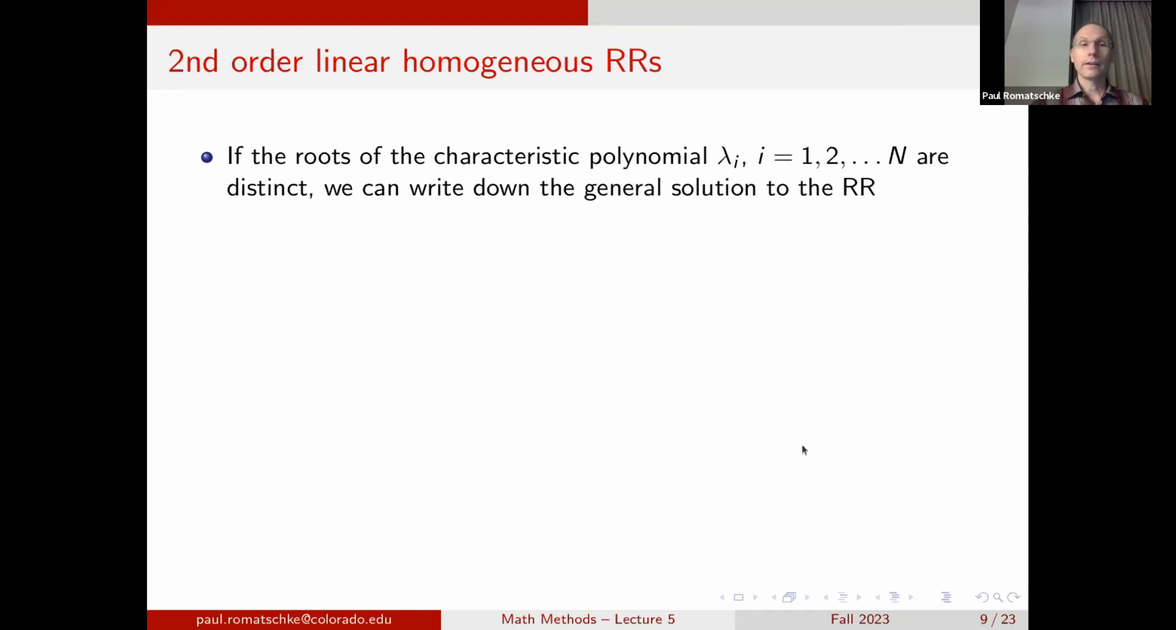So in general, the roots of the characteristic polynomial lambda_i, from i equals 1 to n, can be either distinct or non-distinct. But if they are distinct, so if all of them are different, then we can write down the general solution to the recurrence relation.